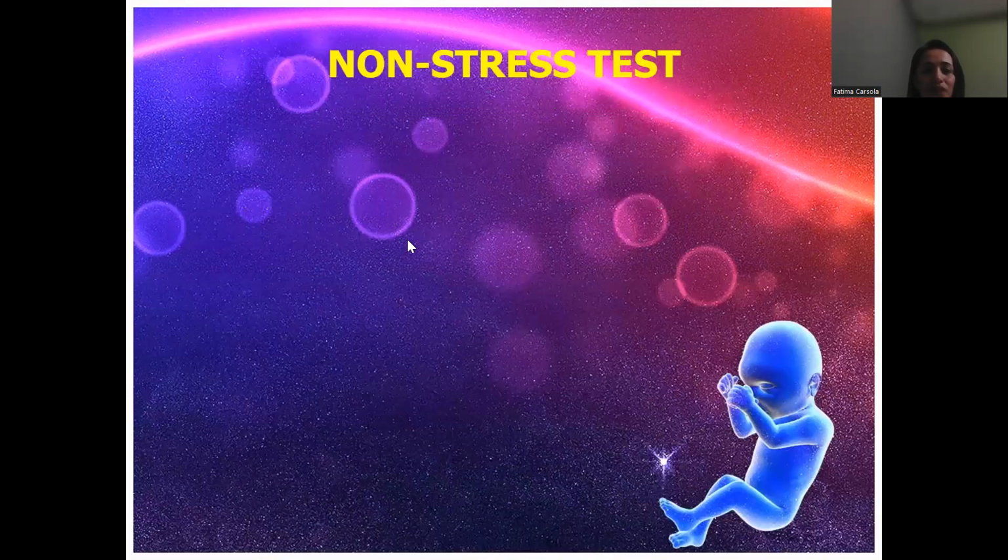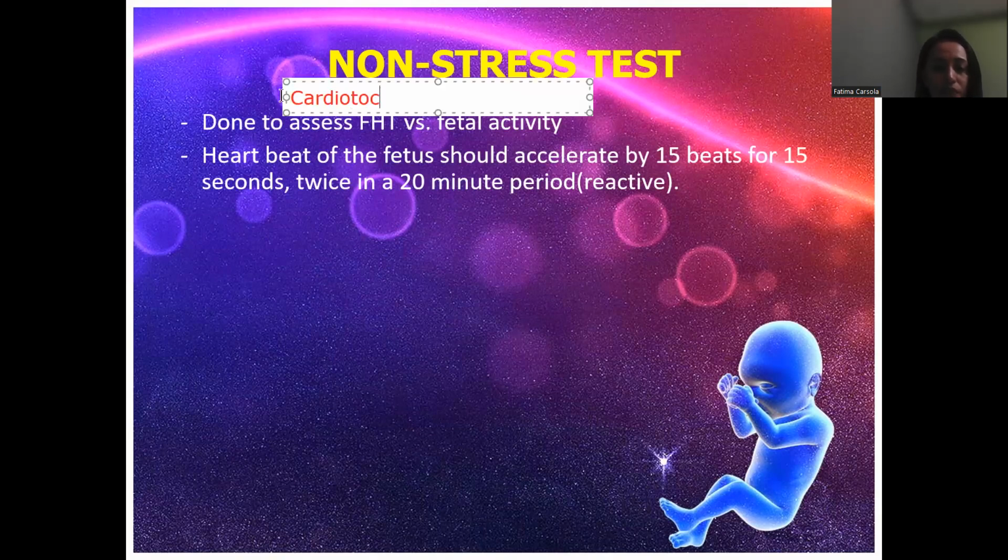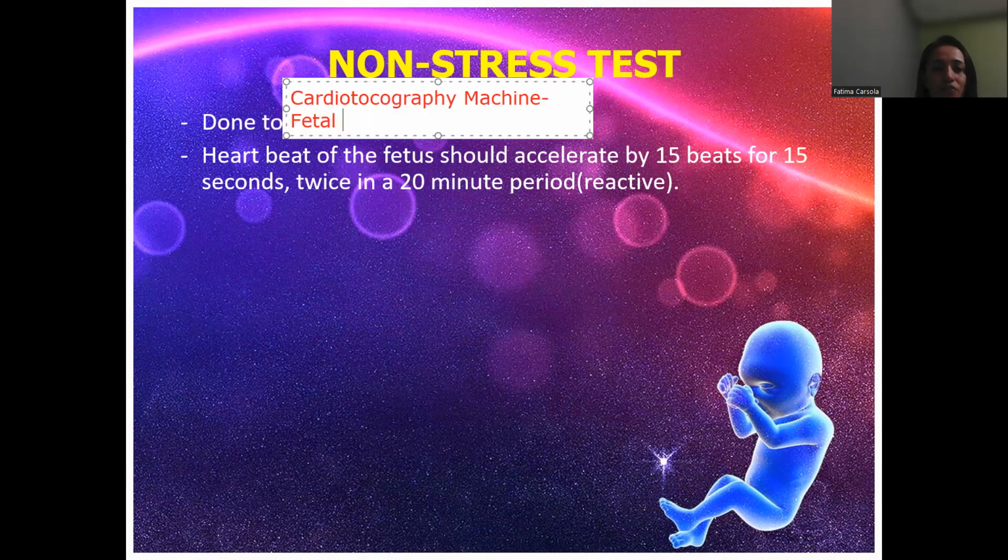So we have here the non-stress test. Actually, the non-stress test is done to assess FHT versus the fetal activity with the use of the cardiotocography machine. What is it again? We have your cardiotocography machine. So when you say the cardiotocography machine, from the word itself, it will note the cardio, the FHT of the baby, toco, the contraction of the mother. So we have here the cardiotocography machine or the fetal monitor. So we call it your fetal monitor.